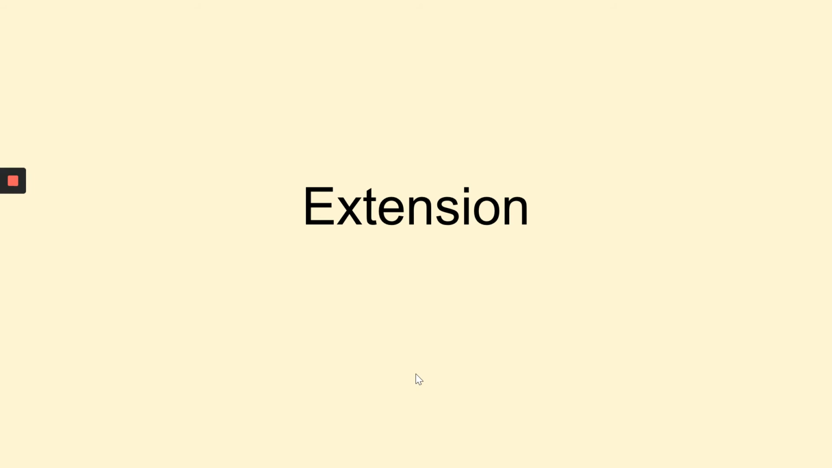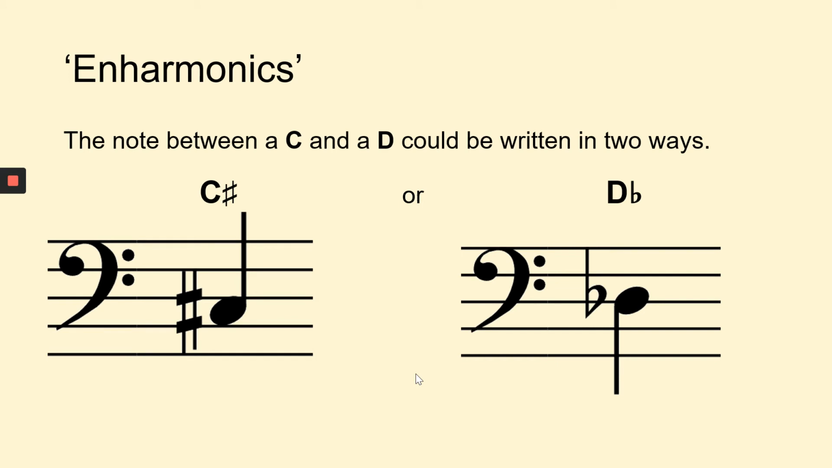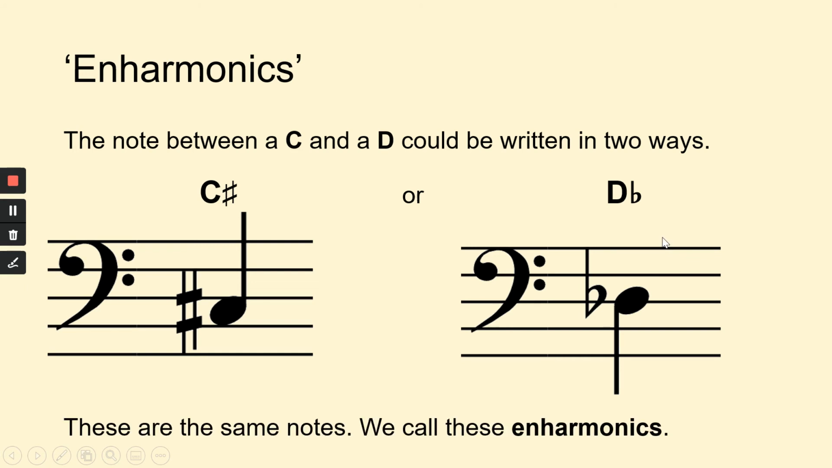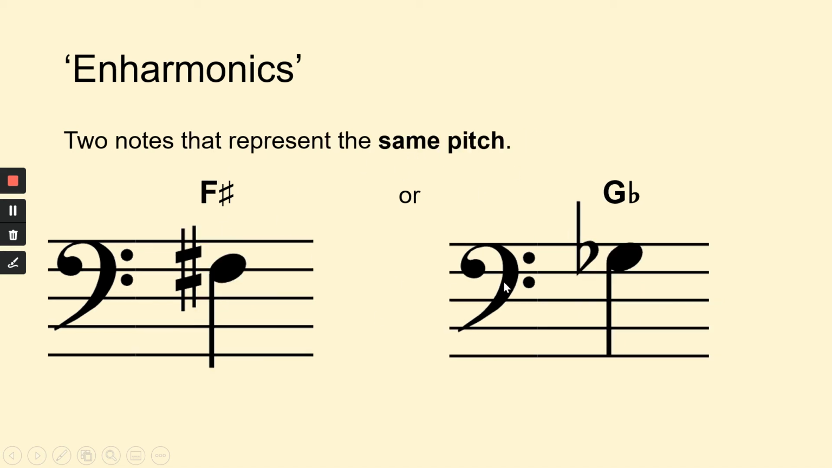So, if accidentals give us the note between notes, some of these accidentals are going to be the same. The note between C and D could be written as either C sharp, a little bit above C, or as D flat, a little bit below D. This is the same pitch, but written in two different ways. We therefore call these two notes enharmonics, which just means that even though they're written differently, they actually mean the same pitch.